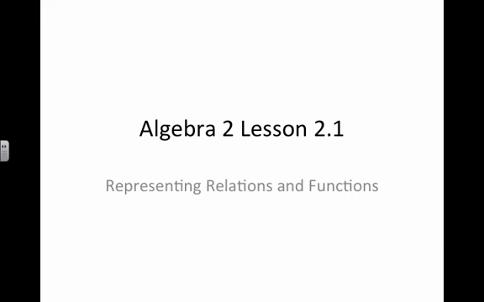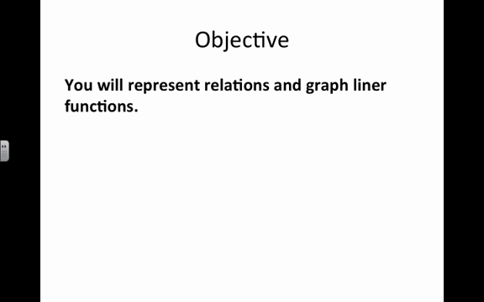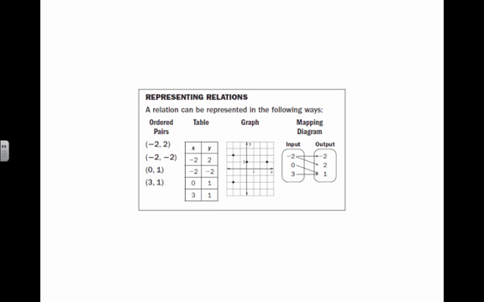Welcome to your Algebra 2 Lesson 2.1 on representing relations and functions. So your objective today is that you will represent relations and graph linear functions. Representing relations can be done in several different ways.